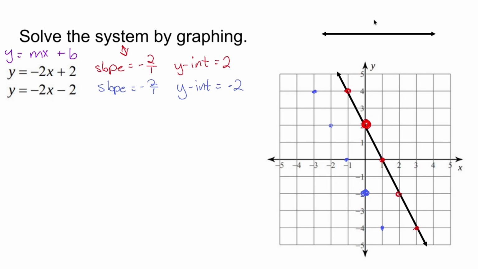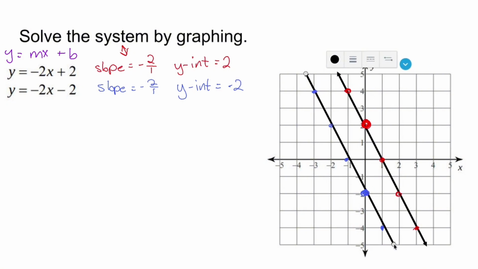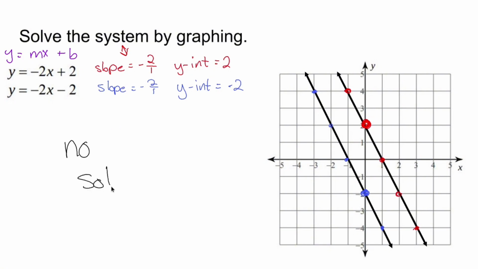And remember what I said, the solution to a system of equations is where the lines intersect. These lines are never going to intersect. Why? Well, because they have the same slope. And if you have two lines with the same slope and different y-intercepts, they're parallel lines. Parallel lines are never going to intersect. So what's my solution? Well, I have no solution.